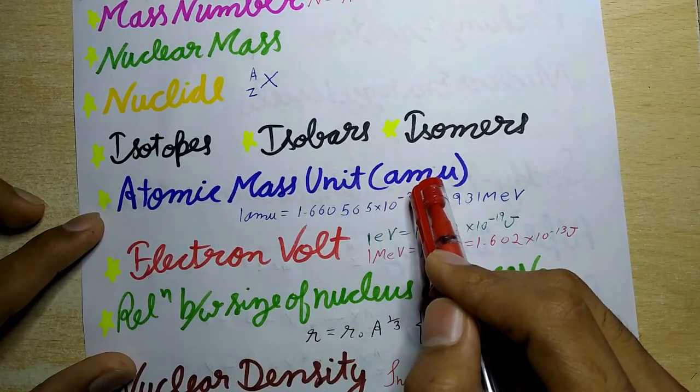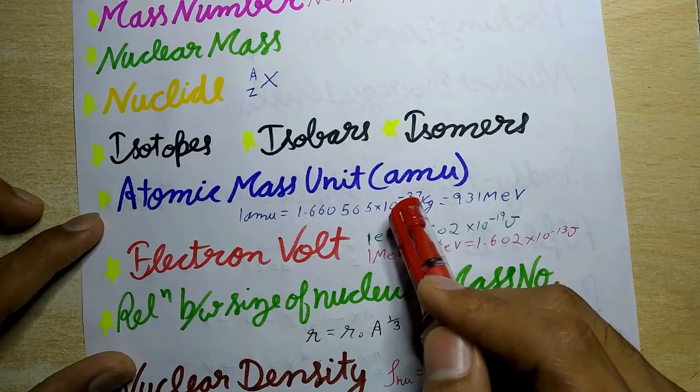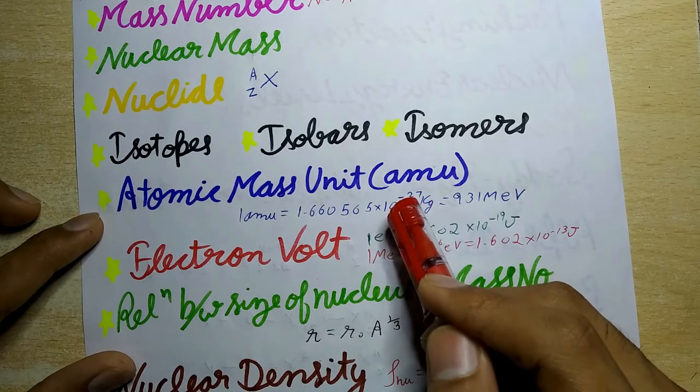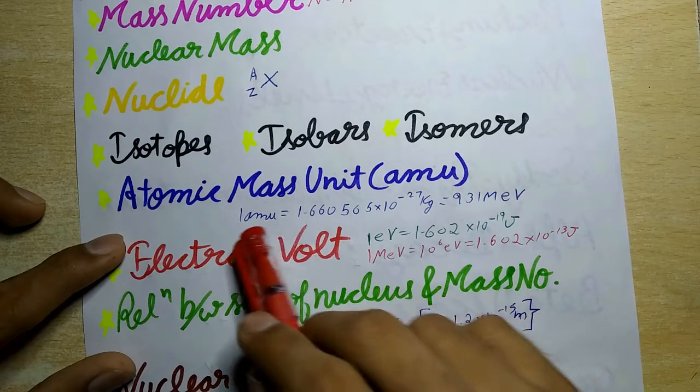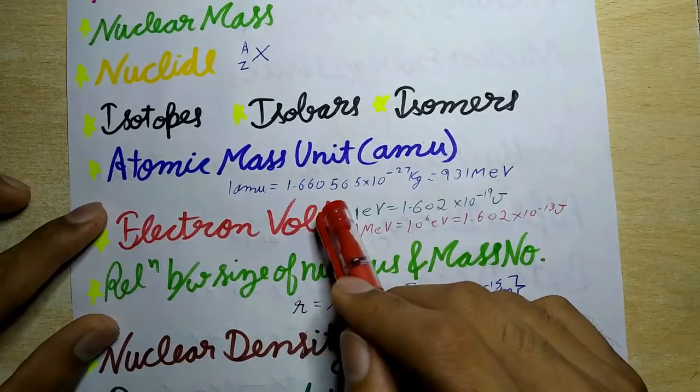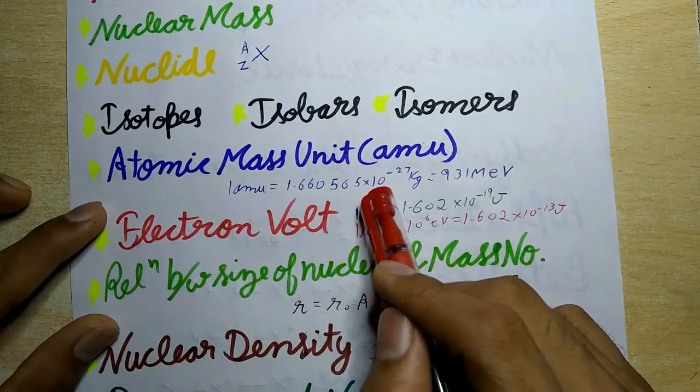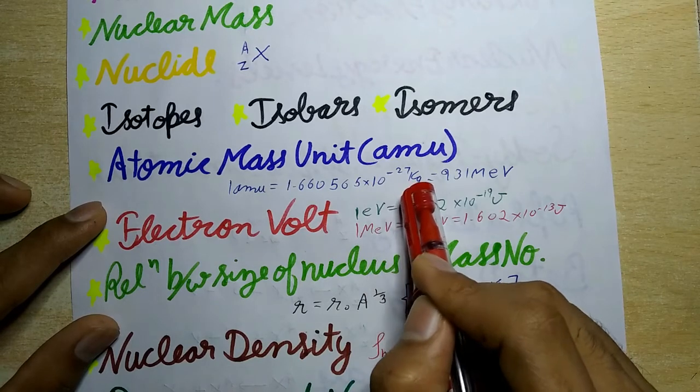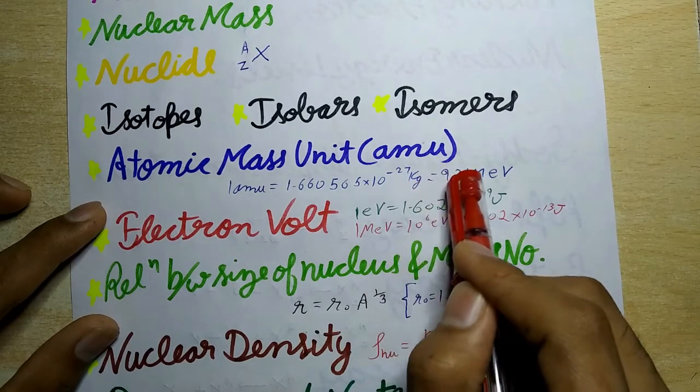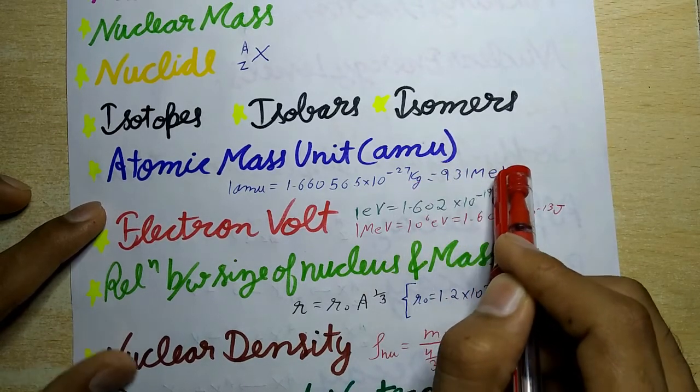Now atomic mass unit or AMU. It is defined as the 1/12th of the mass of a carbon-12 atom. Its value is given as 1 AMU equals 1.660565 times 10 to the power minus 27 kg, which is equal to 931 mega electron volt.